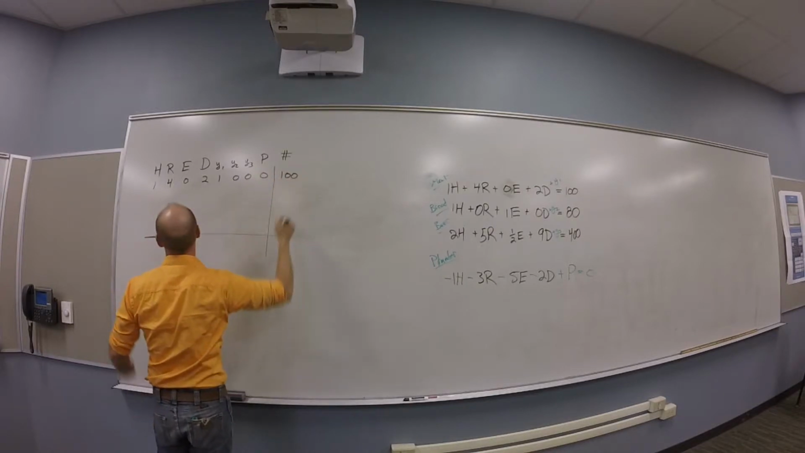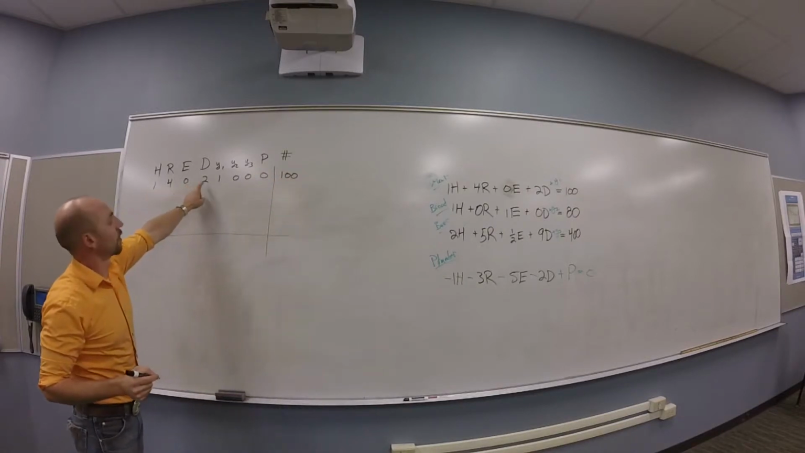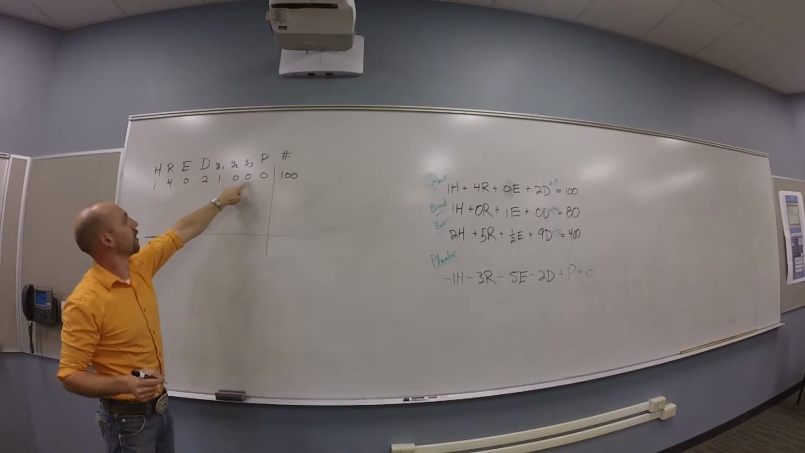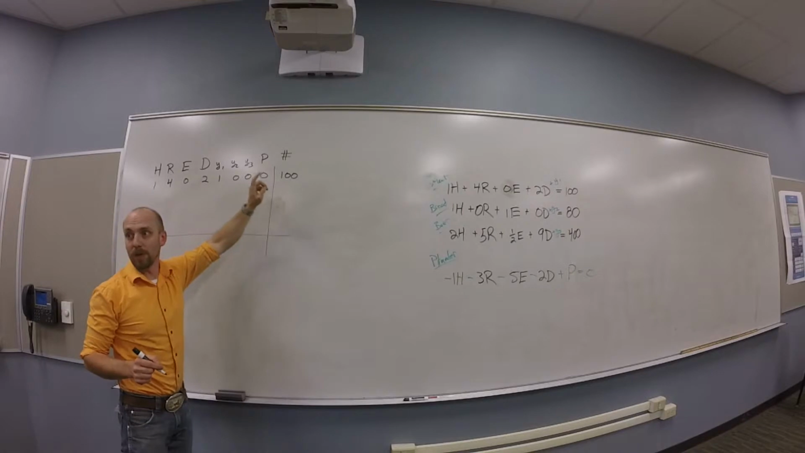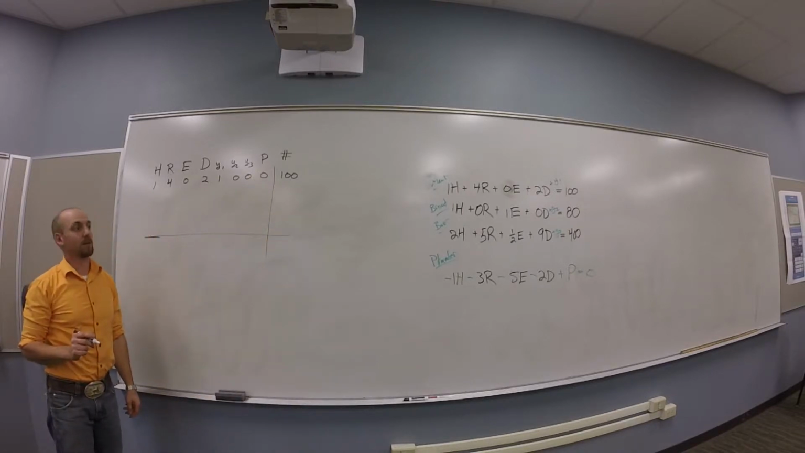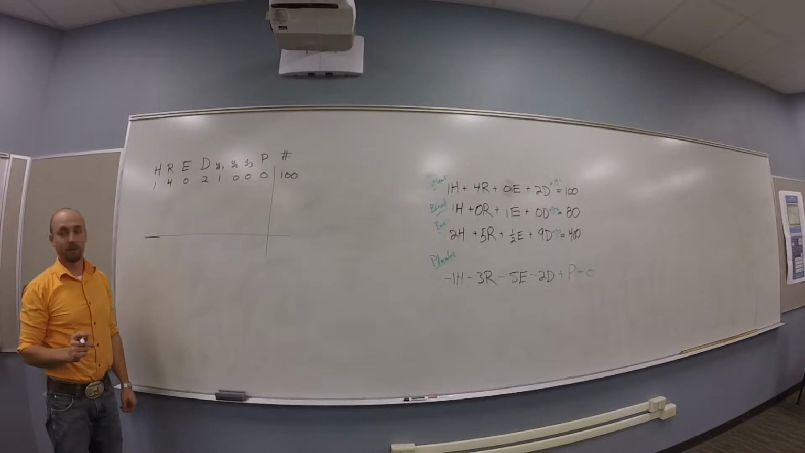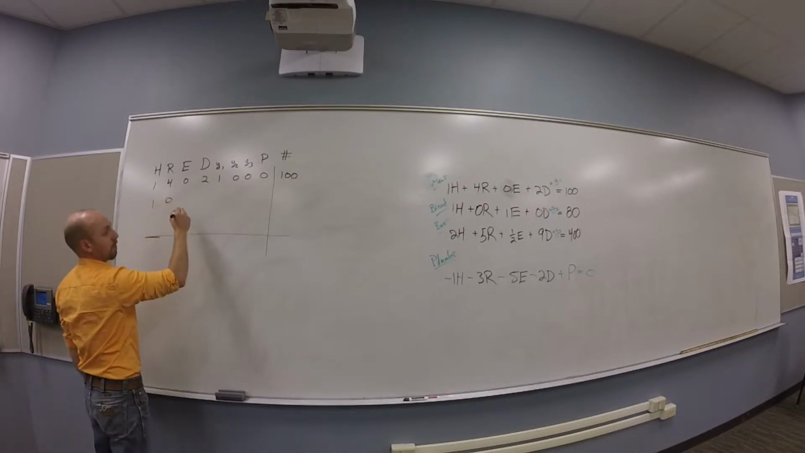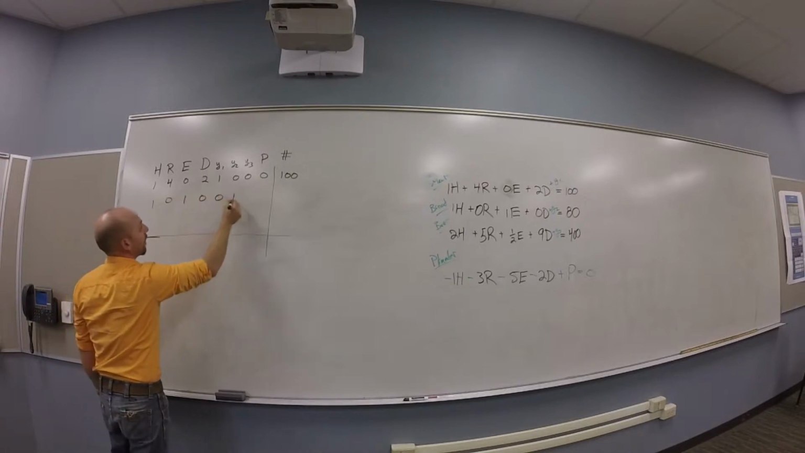Okay, so I think it reads 1, 4, 0, 2, 1 for y1, 0 for the other two slacks, no p's, and 100. You guys cool with that? Okay, my second equation, what's that one going to read? 1, 0, 1, 0, 0, 1, 0, 0.